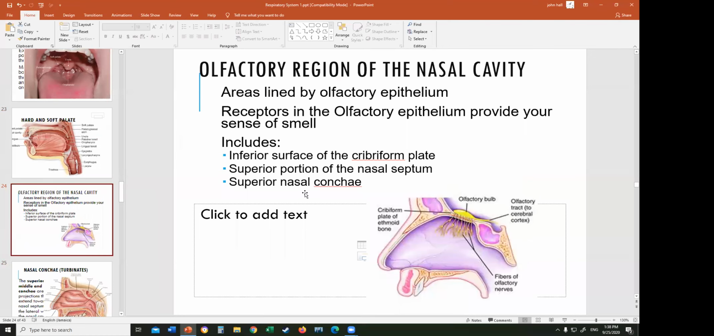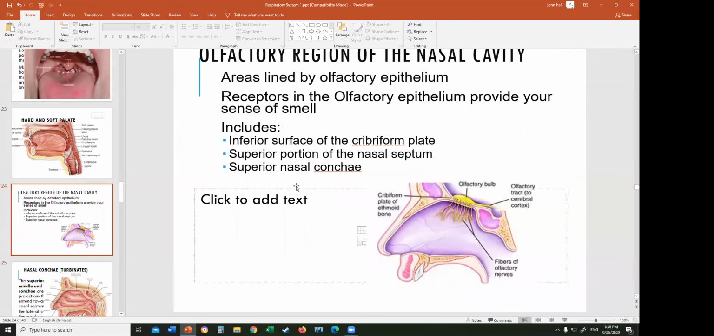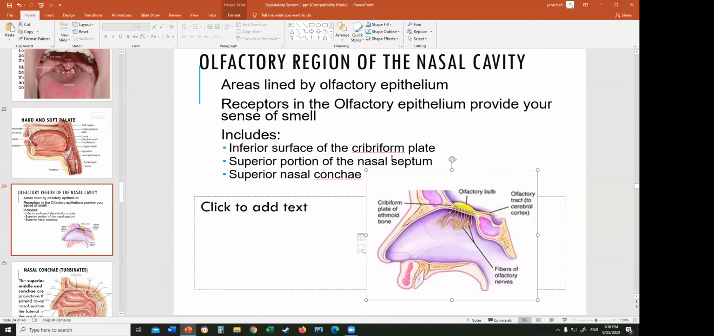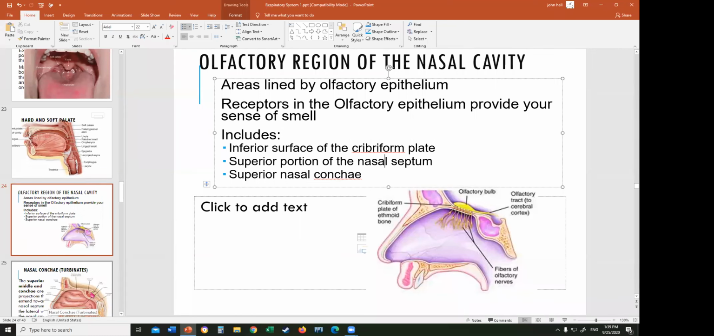Now, in terms of the nasal cavity, I think I mentioned to you before, this is where you're going to have olfactory cells. Remember that olfactory cells are going to be involved in you detecting smells, right? So you'll find them on what you call the cribriform plate, the upper part or superior part of the nasal septum, remember what was the septum a second ago, as well as parts of the nasal concha. And I want to mention what the concha are, right?